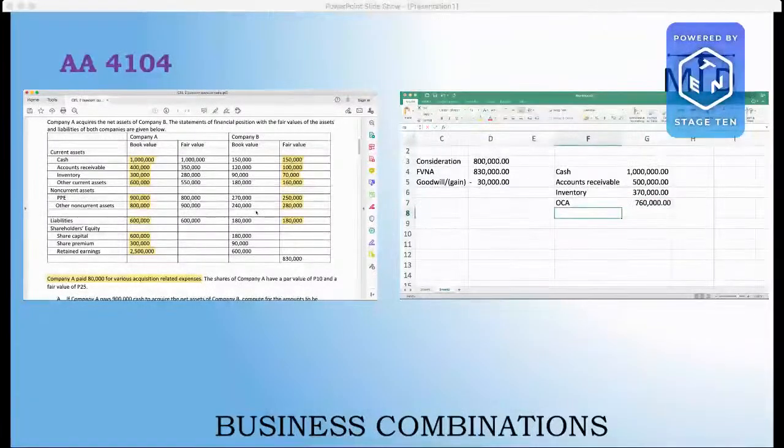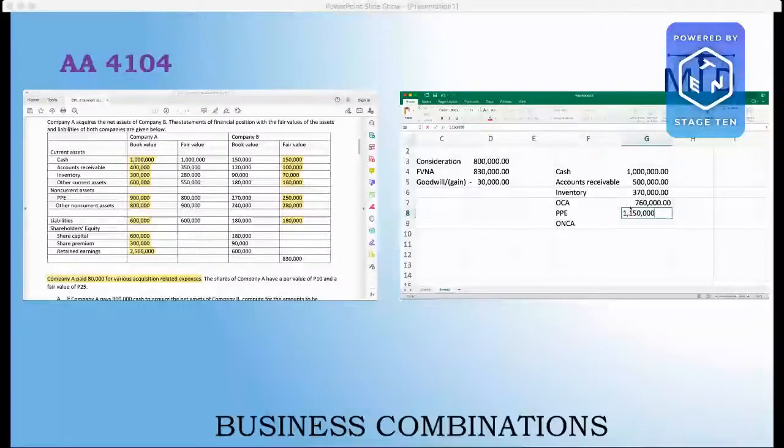Aside from your other current assets, you have your PPE and your other non-current assets. For your PPE, it's simply 900,000 plus 250. Why 250? Why not 270? Because again, the relevant valuation is the 250 fair value. So this would give you 1,150,000. And then for other non-current assets, simply add 800,000 and 280,000, which would give you 1,080,000.